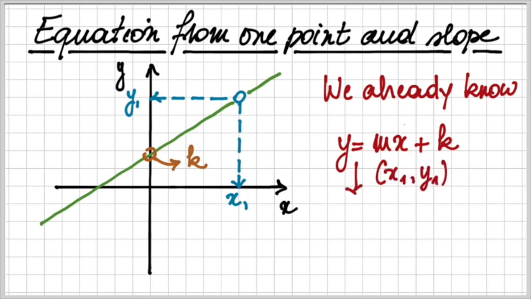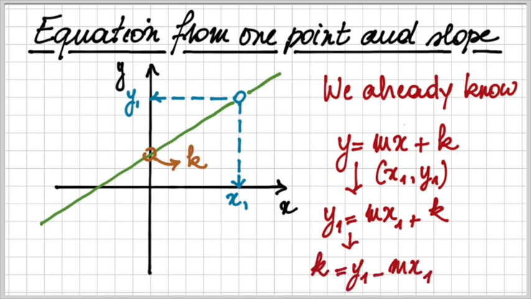The next thing we can do is to add the coordinates of the point x1, y1 in the equation, so the 1 point that we have, and we find y1 is mx1 plus k. y1 and mx1 are known, and we can find the value of k, so k is y1 minus mx1, and we find the equation of the line, which is y is mx plus k. So that's the theoretical part, how we find the point-slope equation of the line.